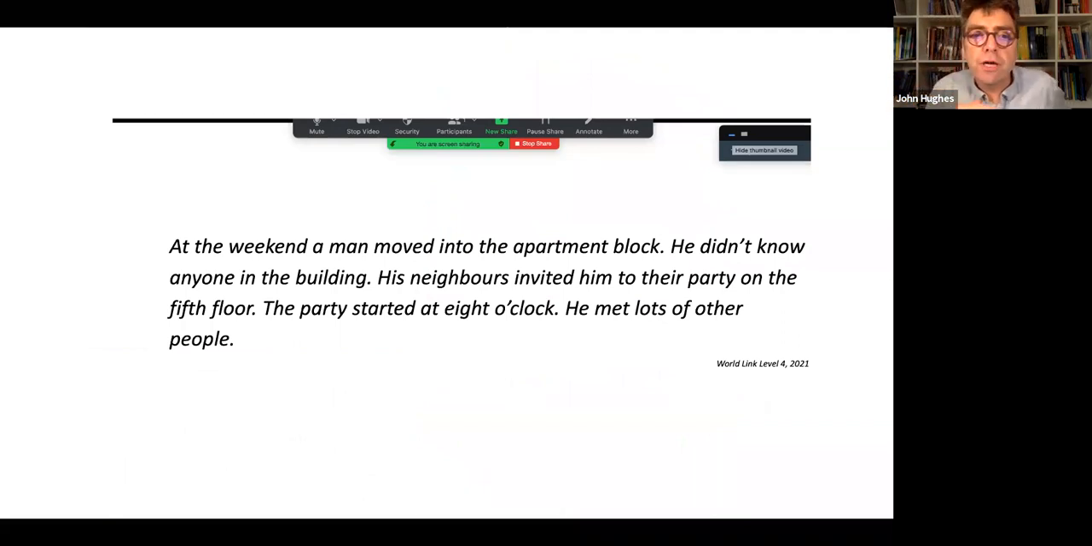So in this story, at the weekend, a man moved into the apartment block. He didn't know anyone in the building. His neighbors invited him to a party. The party started at 8 o'clock. He met lots of people.